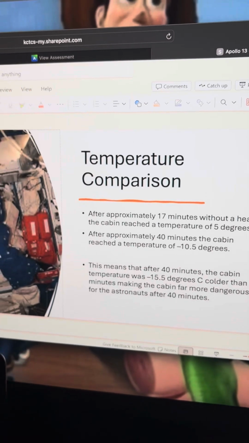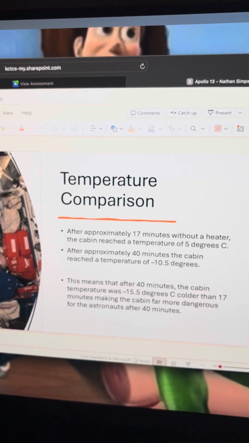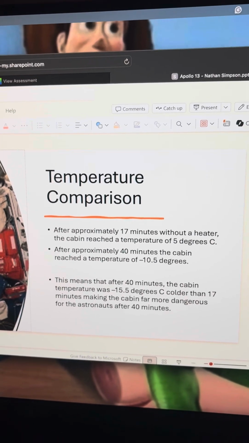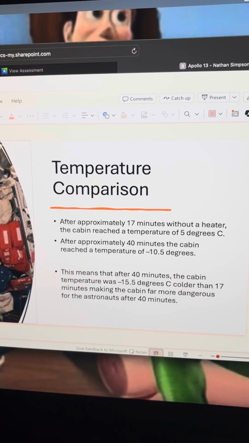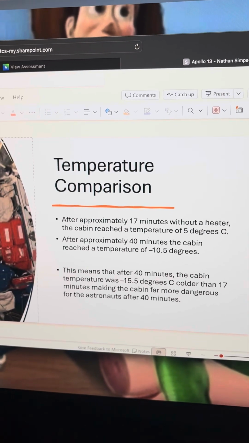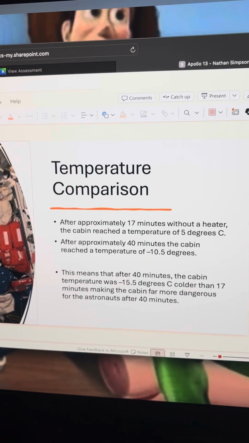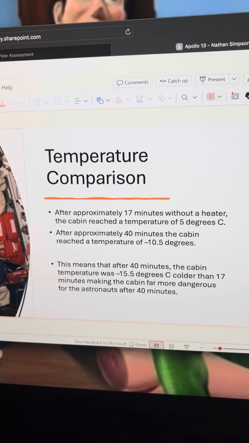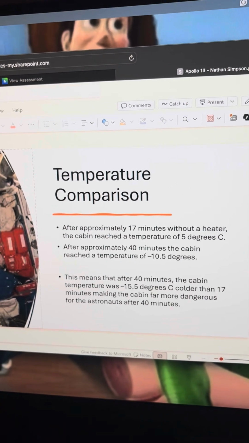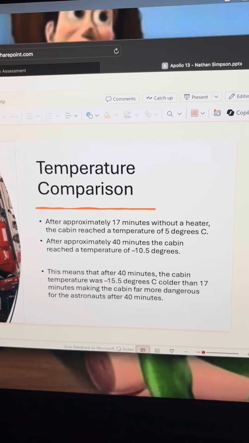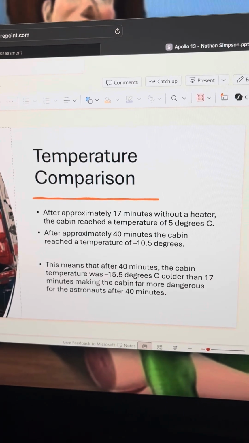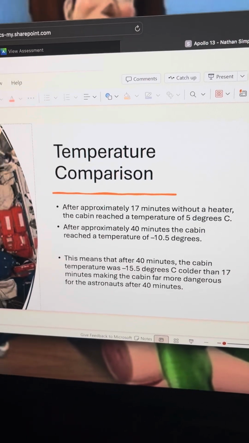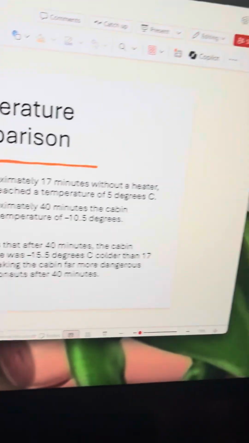So then at the end, this is our temperature comparison. After approximately 17 minutes without a heater, the cabin reached a temperature of 5 degrees Celsius. And for our second equation, after 40 minutes, the cabin reached a temperature of negative 10.5 degrees. So this means that after 40 minutes, the cabin temperature was 15.5 degrees Celsius colder than at 17 minutes, which made the cabin far more dangerous for the astronauts after 40 minutes.